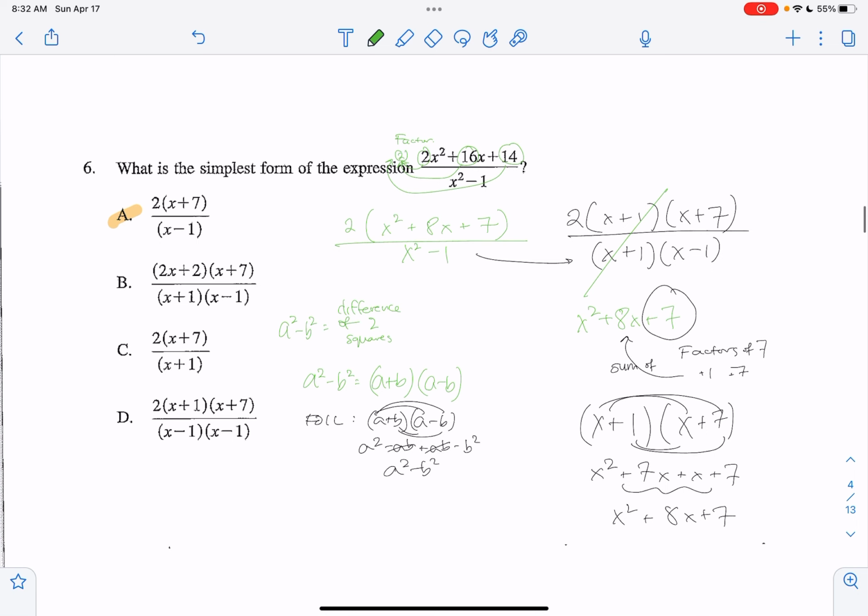So for number 6, you just have to factor, and the difference of 2 squares factoring pattern is the important one. Now you have to memorize here. The other factoring, you just have to guess and check, doing the factors here.